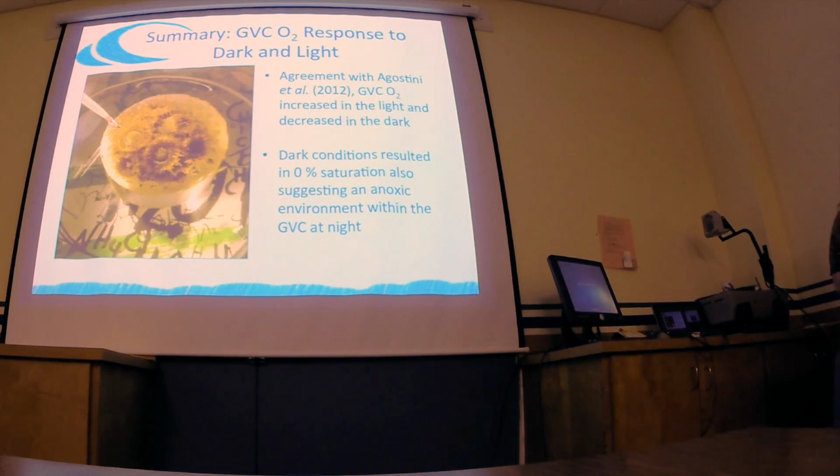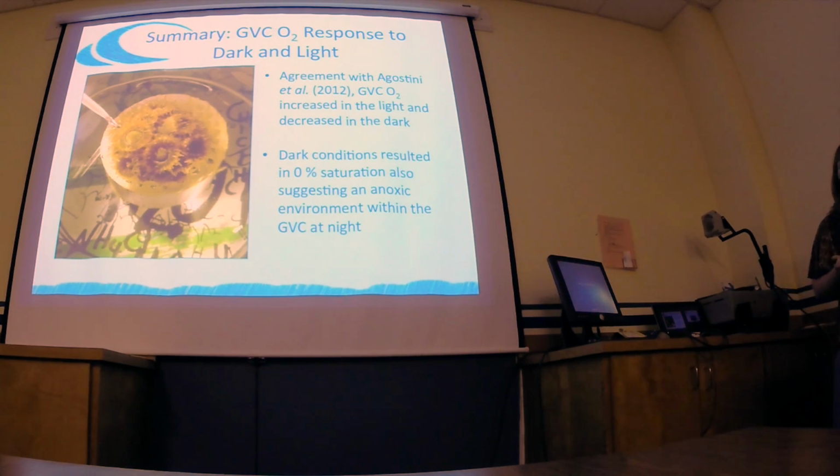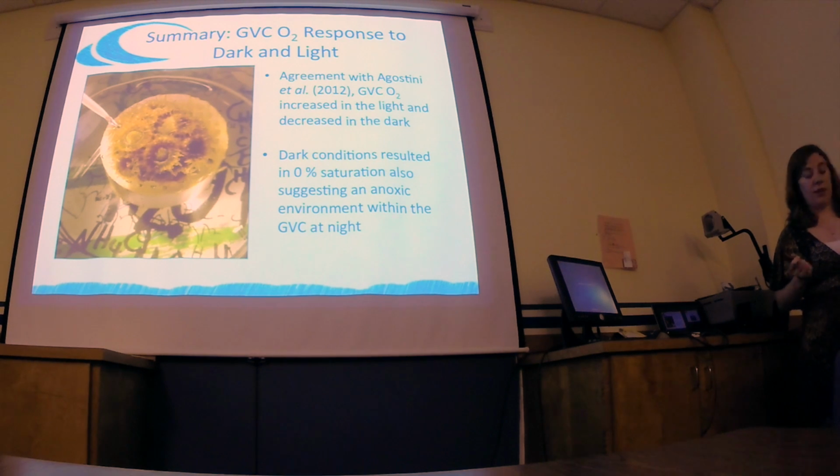From this, I was able to confirm that my results were in agreement with what Agostini had found when he measured the oxygen inside the GBC. And again, we saw that huge decrease down to 0% saturation in the dark, suggesting an anoxic environment. I have also done a measurement through the night with oxygen, and I've seen that the saturation remains at 0 through the night. So this brings the question of what's happening during those dark periods, as well as the potential that corals don't actually have to pump between the external environment constantly through the night.